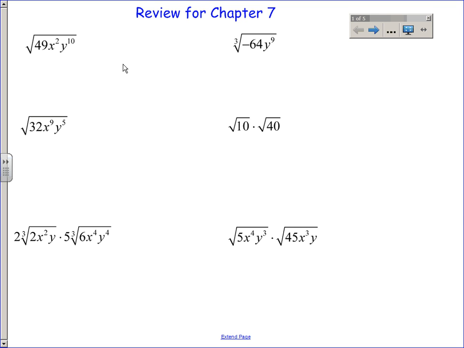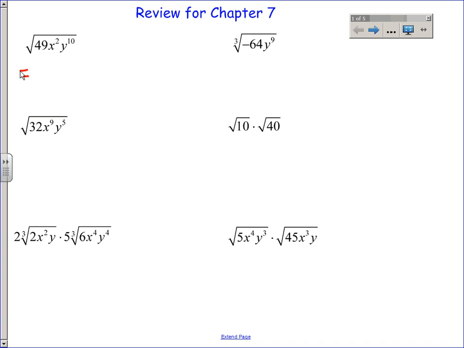You've done your review. If you've done what you're supposed to, you've written the problem down, so you should be able to follow along. If not, be sure you have your book open as always to follow along. So the first problem I'm going to start with is the square root of 49x squared y to the 10th. To simplify this, we would normally make two radicals below it and we would write perfects and leftovers.